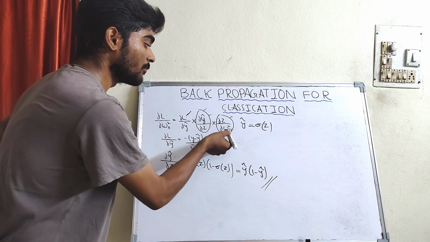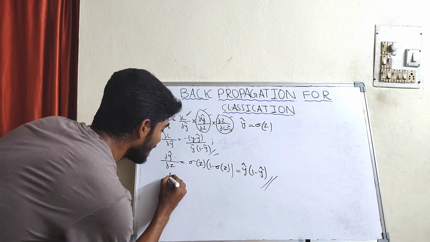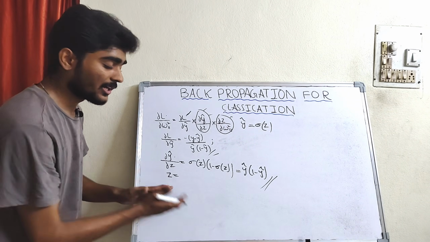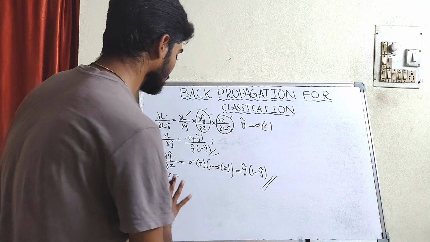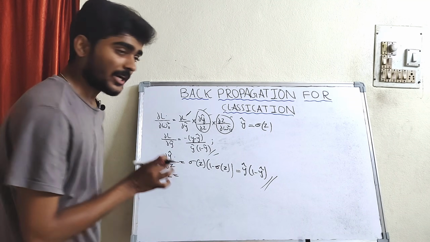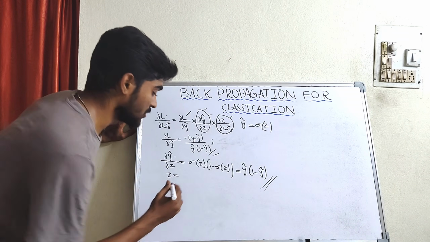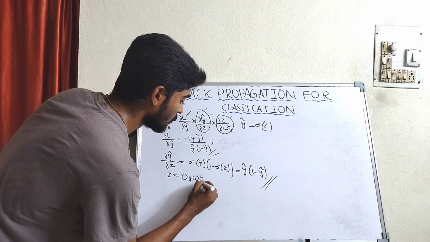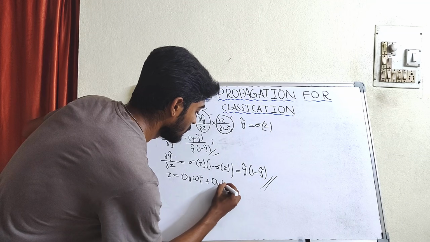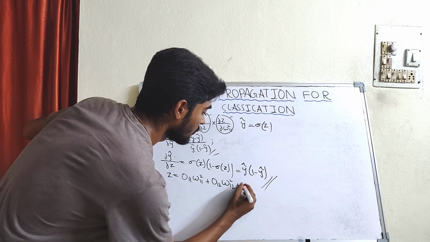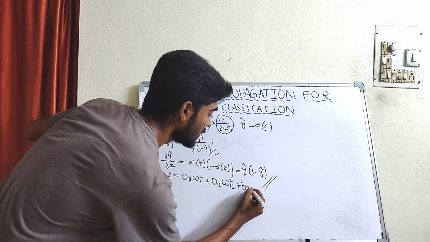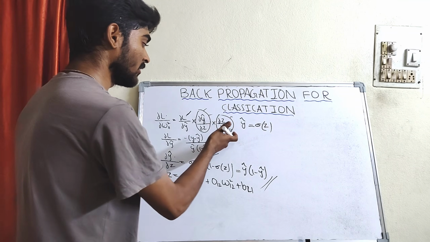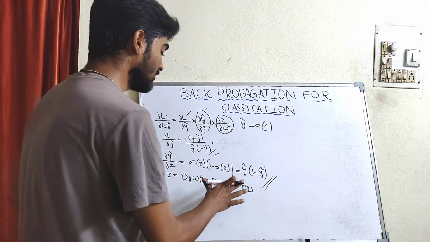Now let us calculate our third derivative value, that is dou z by dou w211. Before calculating the derivative value, we need to know the value of z. The value of z comes from the neural network. I hope you have already drawn the neural network. With respect to that neural network, I am writing my z equation. That comes out to be O11 multiplied by weight W211 plus O12 multiplied by weight W221 plus bias B21. Now we need to find the derivative of this z value with respect to W211.